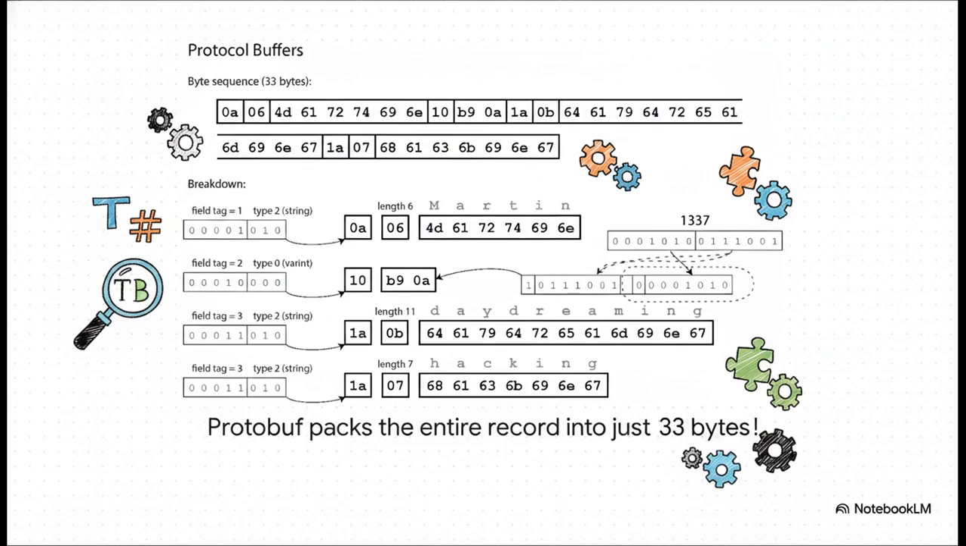Varints fix this by using a special continuation bit. The first bit of each byte just says, hey, are there more bytes coming for this number? And the remaining 7 bits carry the actual payload. So a small number only uses the 1 or 2 bytes it actually needs. The final encoded data is just this tightly packed, highly optimized sequence of tags and values.